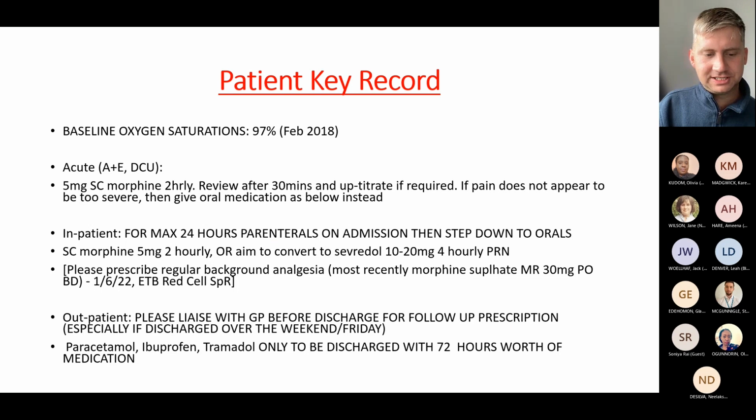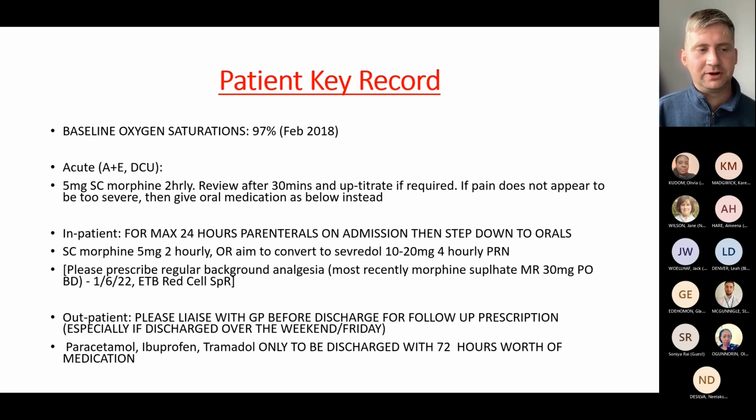So I just want to give you an example of what a patient key record looks like for us at UCLH. Baseline oxygen saturations for this patient were recorded in February 2018, and we know it was 97%. When we start to worry is if their oxygen saturations drop 4% or more below the baseline, and that's when we need to do an early consideration for acute chest syndrome and escalate treatment for that. So we separate ours into acute settings.